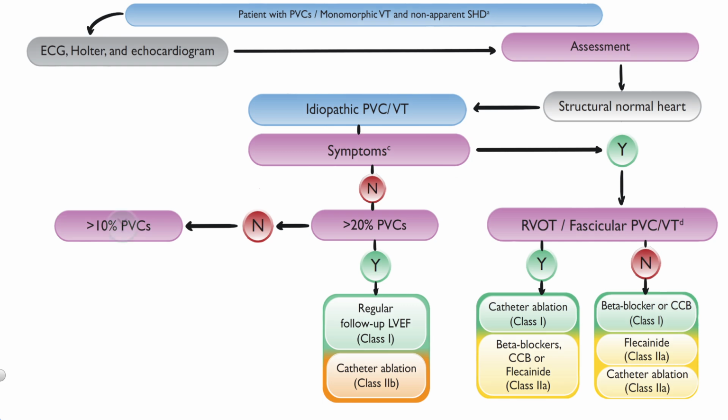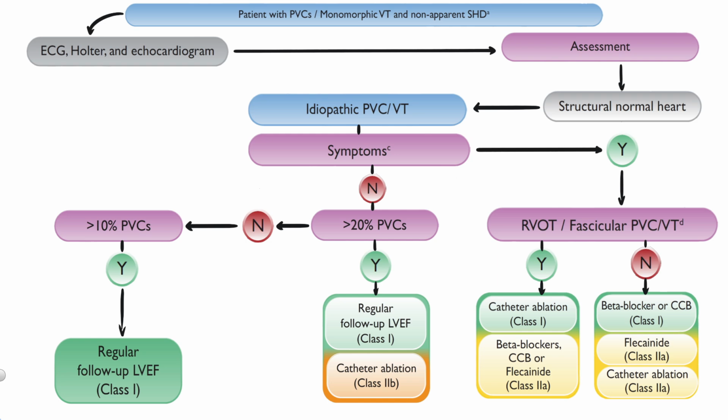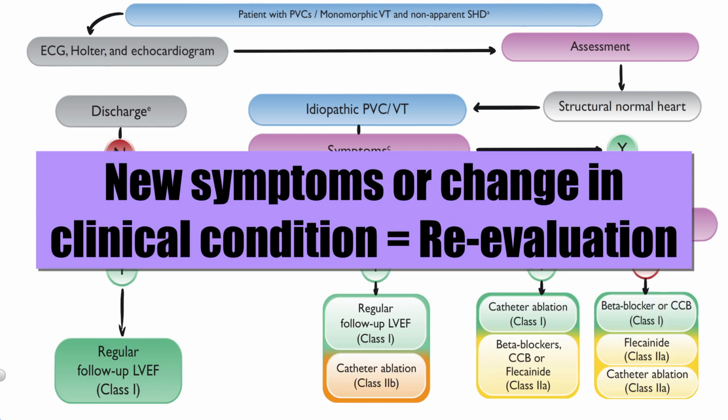If the PVC burden is more than 10%, regular follow-up is recommended. If it is less than 10%, management is not needed. But in the case of new symptoms or changes in the patient's clinical condition, re-evaluation should be considered.